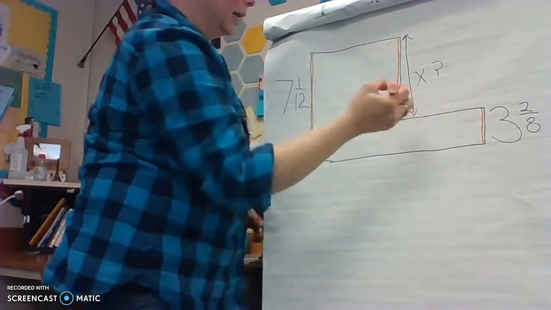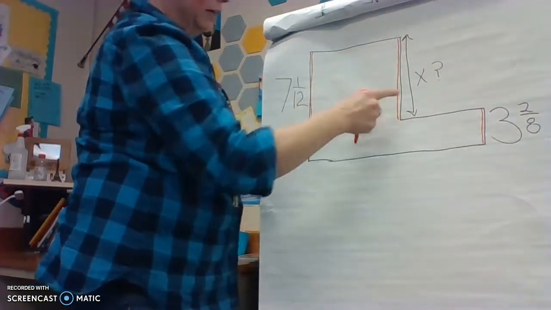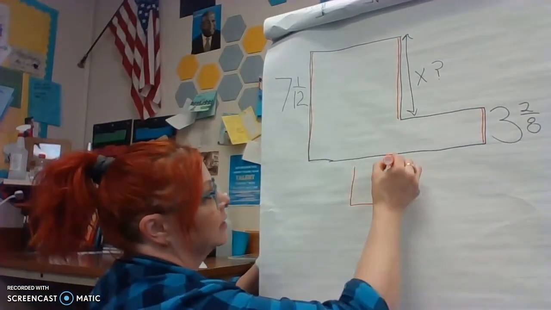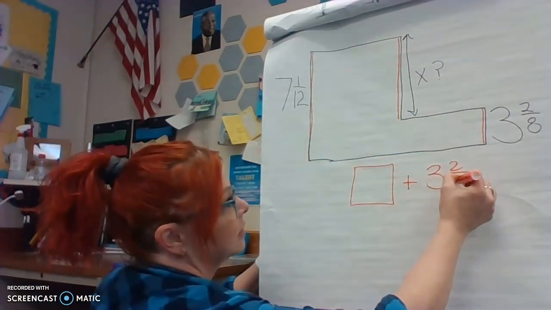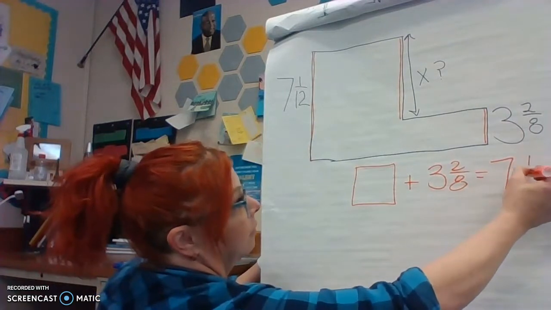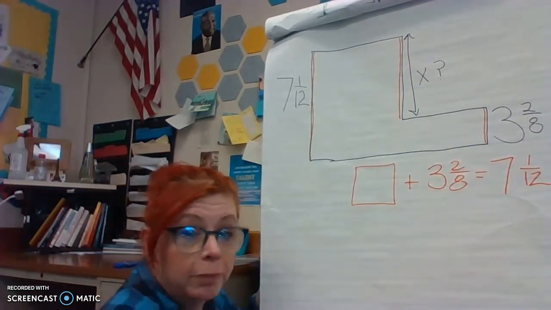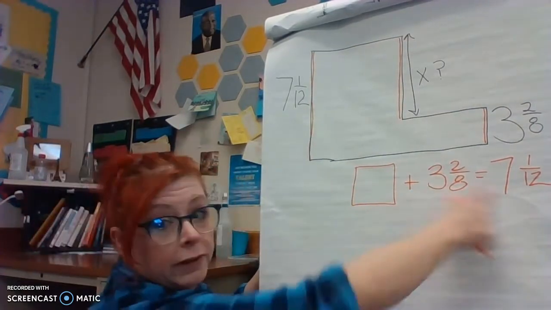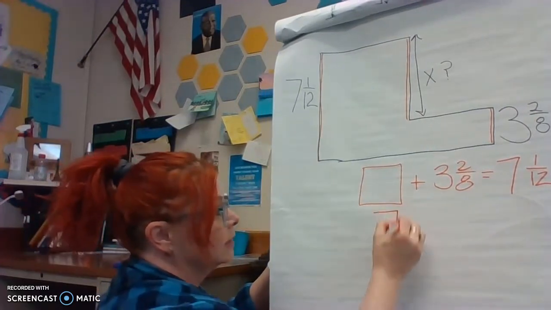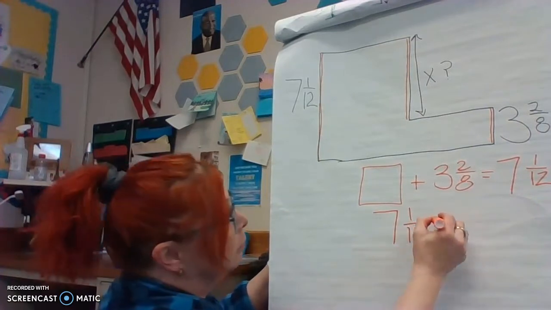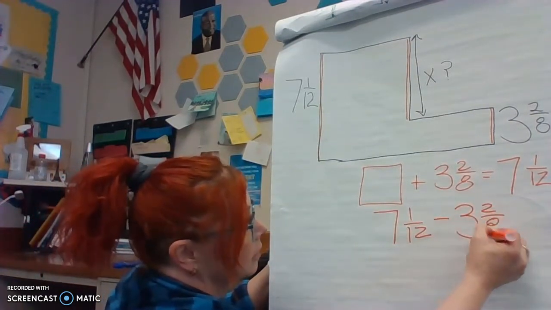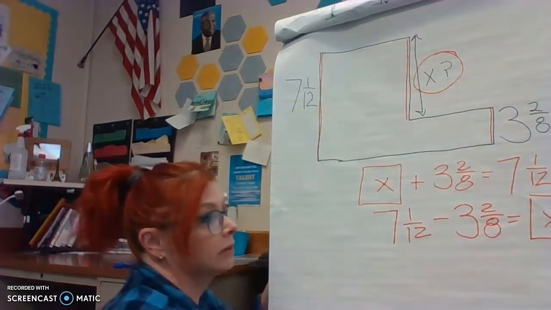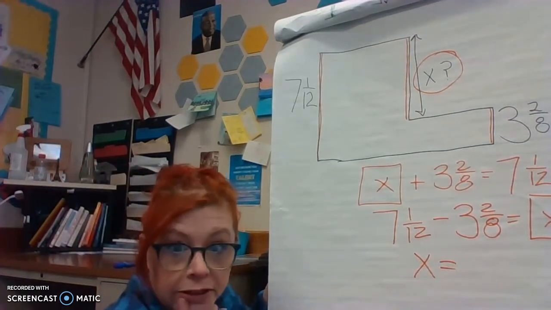Well, if I add this line right here with this line right here, isn't it going to equal this, right? So this is like a fact family. This is like something plus 3 2/8 equals 7 1/12. Now, if we do the inverse operation of addition, what is that? That's subtraction, right? So you use the same fact family to find the answer, which would be 7 1/12 minus 3 2/8, and that would give us our answer, which is x, right? We're looking for this. We're looking for x. So what does x equal is the question, right?